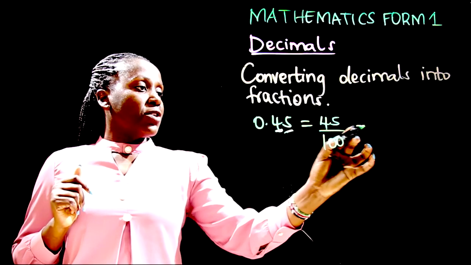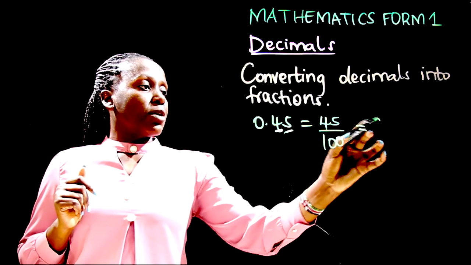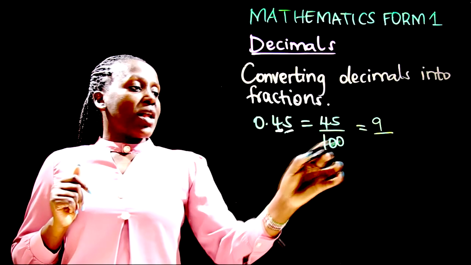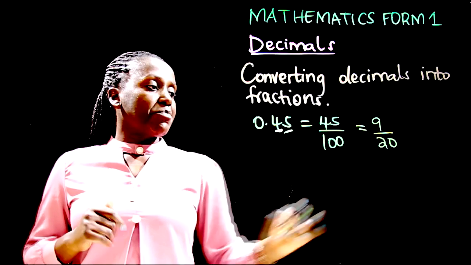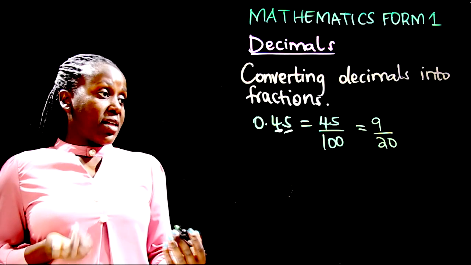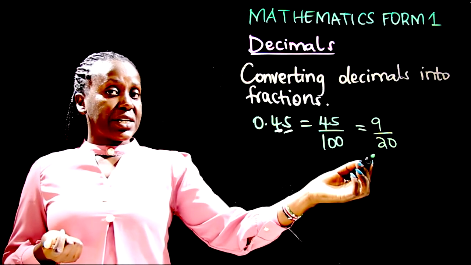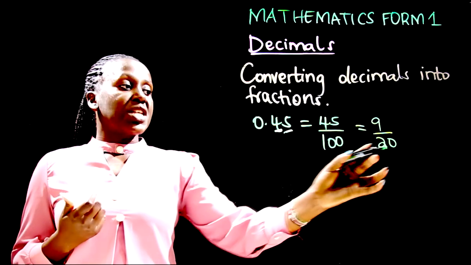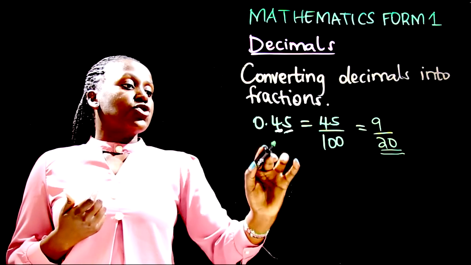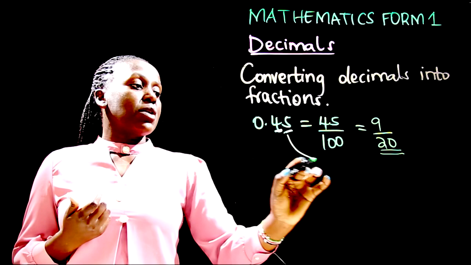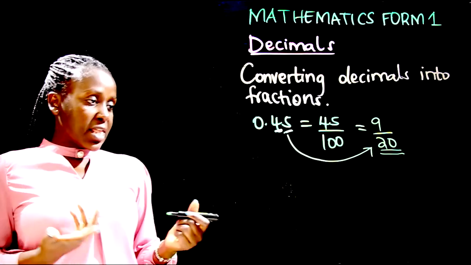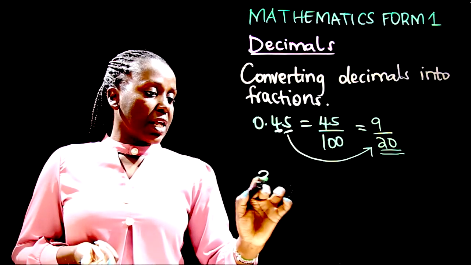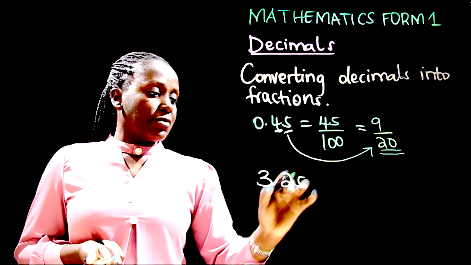So 45 divided by 5 will be equal to 9. 100 divided by 5 will be equal to 20. Is there a common number that can divide both 9 and 20? No. So this is the farthest that you can go. So 0.45 is equal to 9 over 20. Another example would be 3.25. Okay?